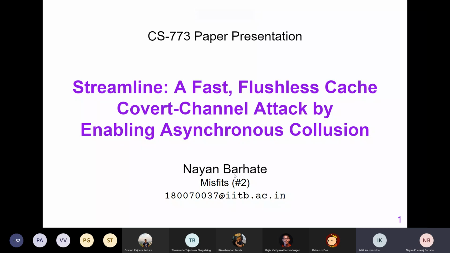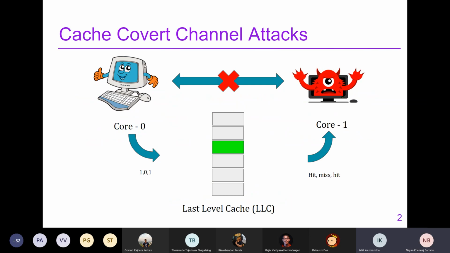Hello, I am Nayan Bharate. We are from Misfits, and the paper I'm going to present is Streamline, a fast flushless cache covert channel attack by enabling asynchronous collision. I'll just go through two slides. That's basic. So, what cache covert channel attacks are.